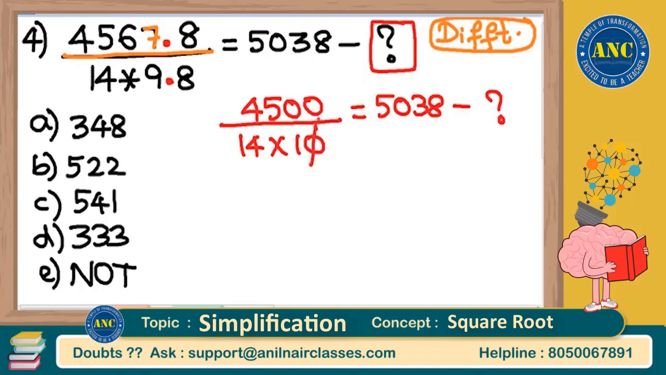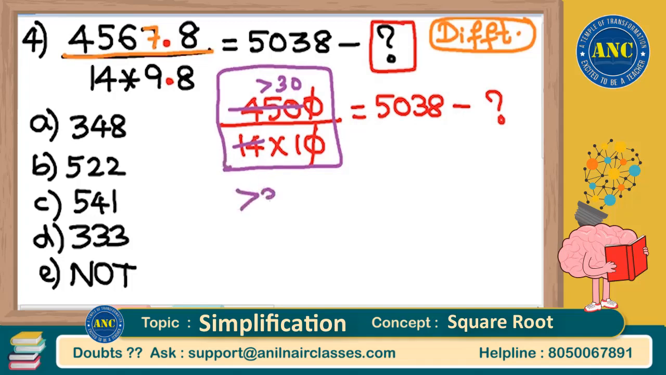Think logically, this 0 will cancel. 14 into 1 is 14. 14 into 30 is 420. But it is 450. So it is slightly greater than 30. Right? Think again logically, sir. The left hand side is slightly greater than 30, maybe 32 or 33, something like that.